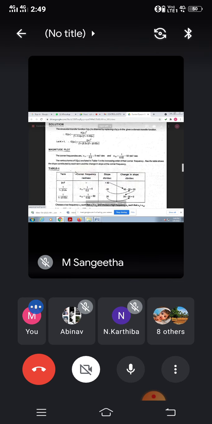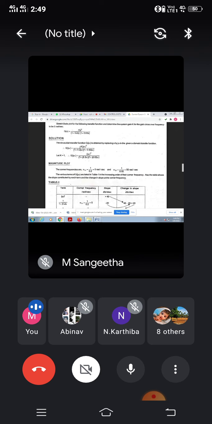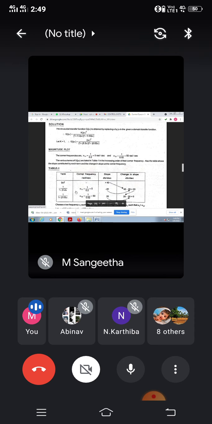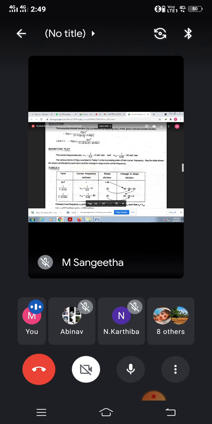Terms in the sense, no need to put the constant value. The s value is what decides terms. Here (jω)² is one term. Another two terms are there in the denominator: 1 + 0.2jω and 1 + 0.02jω. These two are in the denominator, so you have to take these as they are, 1 by (1 + j0.2ω) and 1 by (1 + j0.02ω). So we have 3 terms.